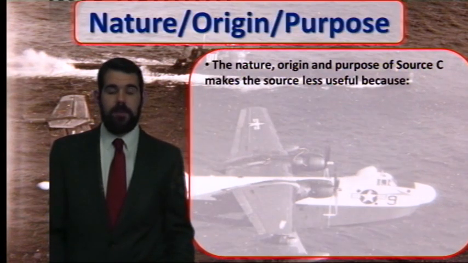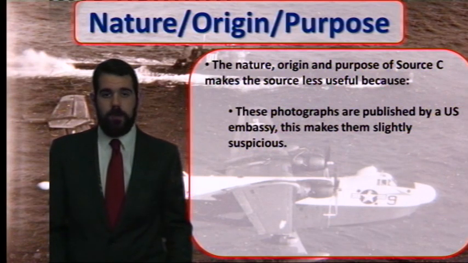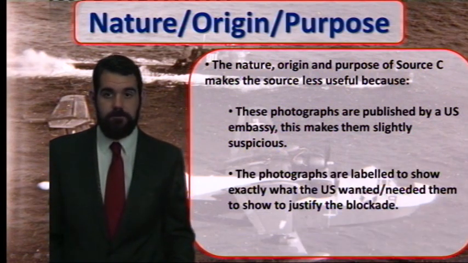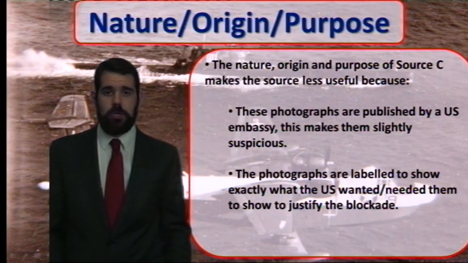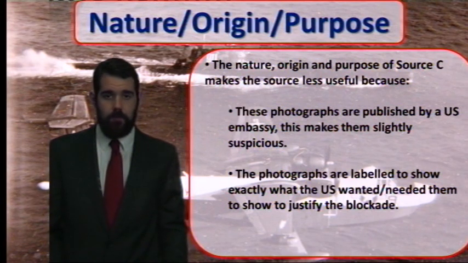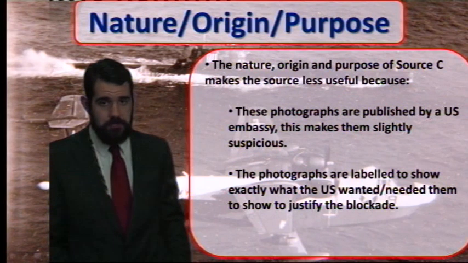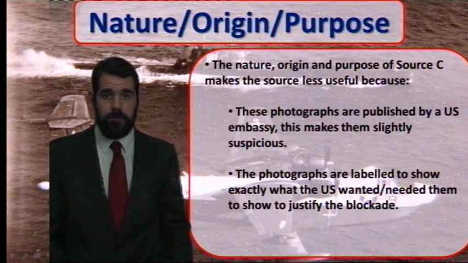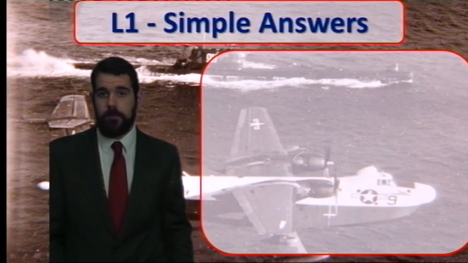However, again, I have hesitation due to the nature, origin and purpose. They're published by the US Embassy. That should already be setting off some alarm bells. It's a bit fishy, especially when the labels show exactly what the US want them to show to justify their blockade. How do we know that those things are what the embassy say they are? It could just be normal lorries. This site could be for some other purpose.